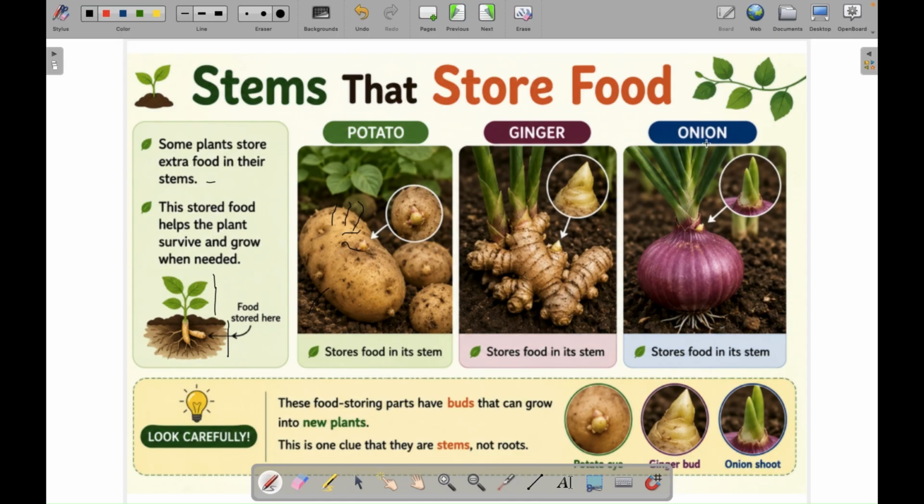Potato, ginger, onion. These food storing plant parts have buds that can grow into new plants. So this can further grow into new plants. This is one clue that they are stems and not roots because they have buds. If they did not have this bud, then we could have thought about it as a root. However, since they give buds, and buds are a property of stems. So whenever there is a new branch coming out of a stem, first it will come out as a bud like this. So if you see this bud, it means it is a stem. If you don't see this bud, it means it is a root, given that both of them are underground.